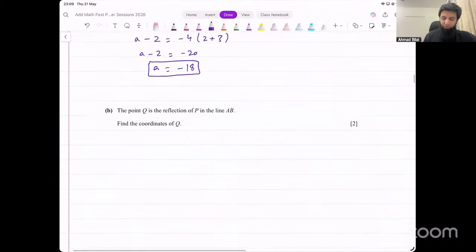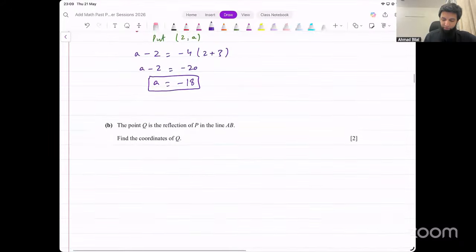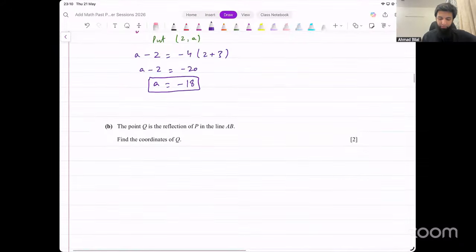Now they're saying the point Q is the reflection of P in the line AB. Find the coordinates of Q. Okay, Q is the reflection of P in the line AB. How do we find the coordinates of the point Q from this?